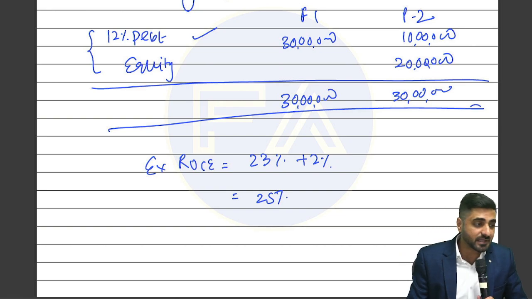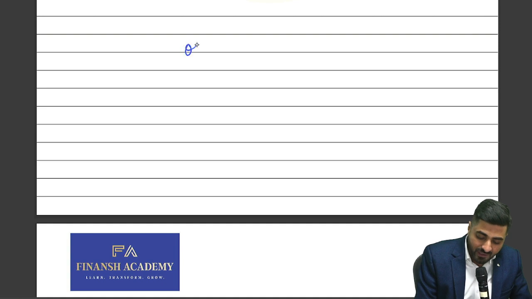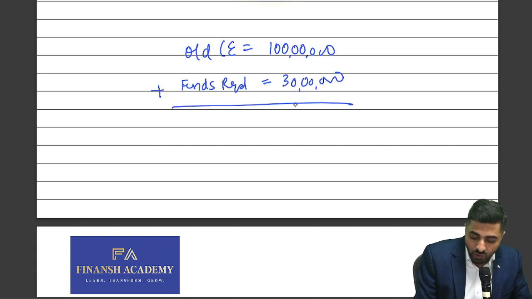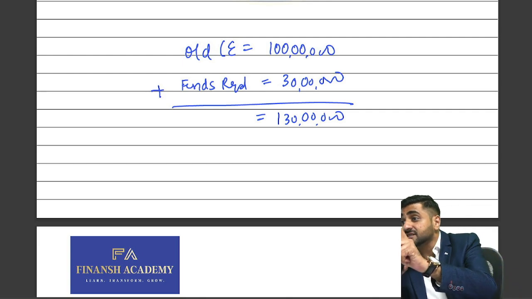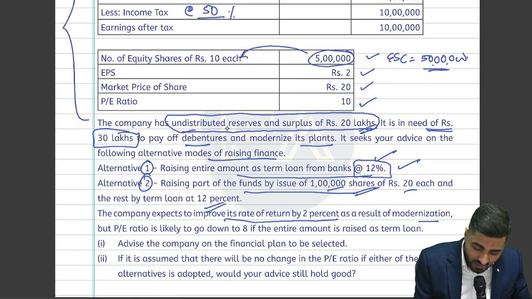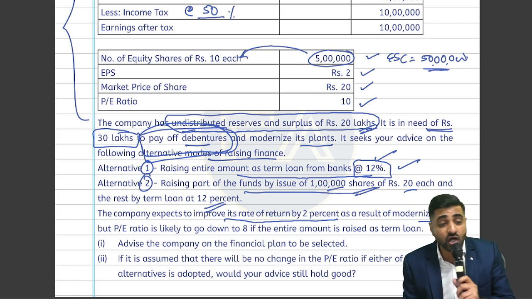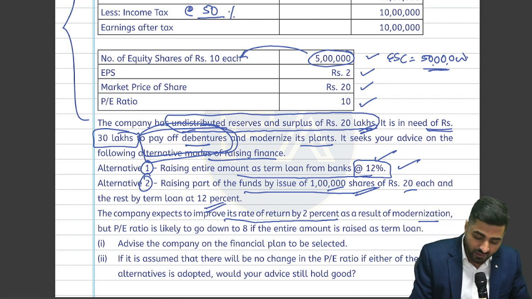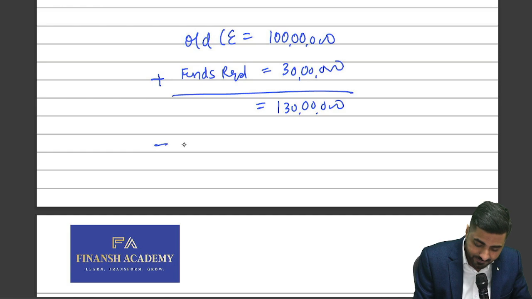You have brains, please. What was your old capital employed? Come on, what's your old capital employed? 1 crore. Plus, how much are the funds required? Okay. So in total you should be having 1 crore 30 lakhs. Correct? But are we redeeming debentures? In this question, just check. Are we paying off debentures? Are we paying off debentures? Come on, yes or no? And if we are paying off debentures, what do you think the capital employed will be?